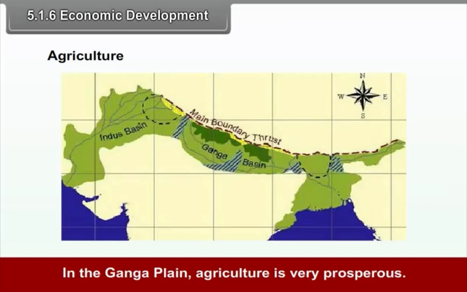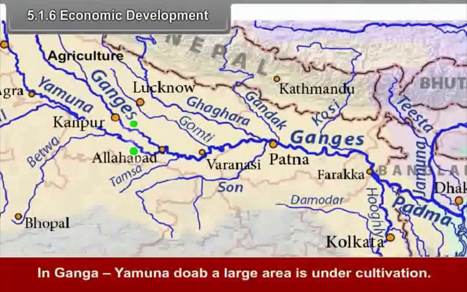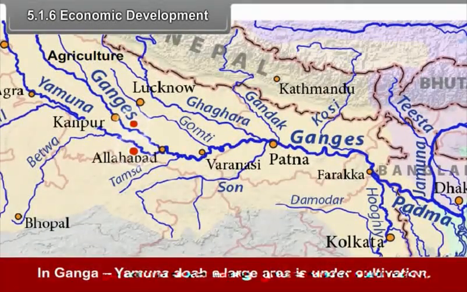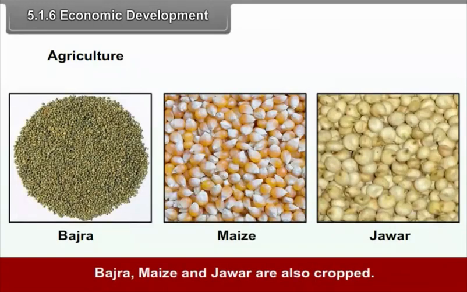In the Ganga plain, agriculture is very prosperous. In Ganga Yamuna Doab, a large area is under cultivation. Wheat and rice are important food grains. Bajra, maize, and jawar are also cropped.